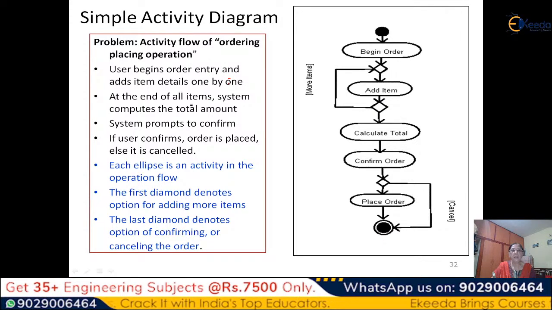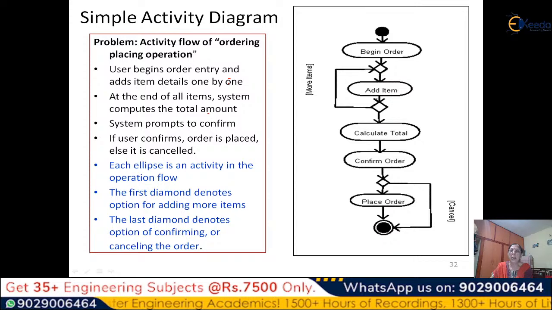At the end of all items, the system computes the total amount. So we'll come here, begin order. That is the first activity of the process, the complete process. This is the start, the filled circle. And here we are going on adding.